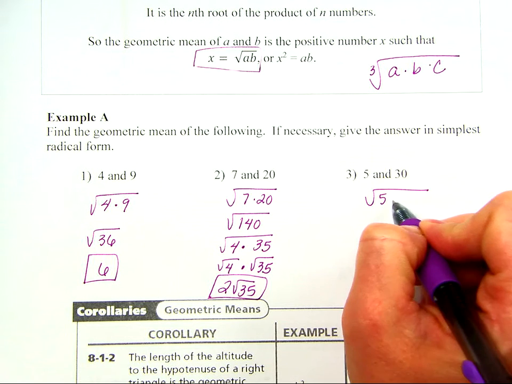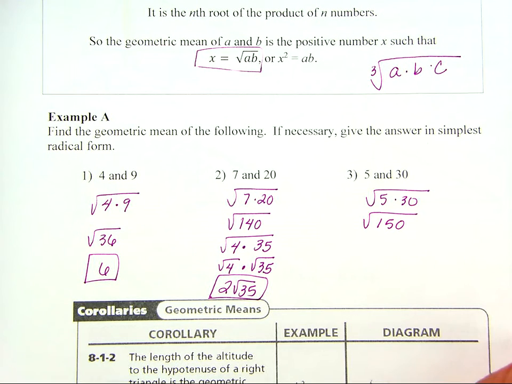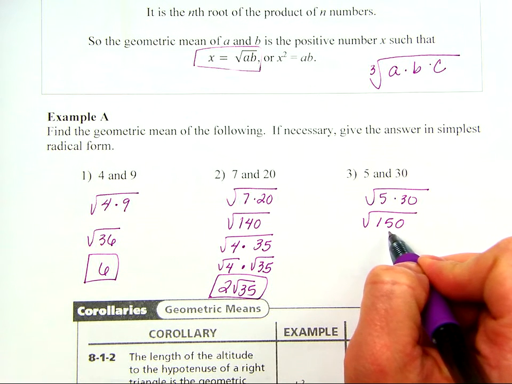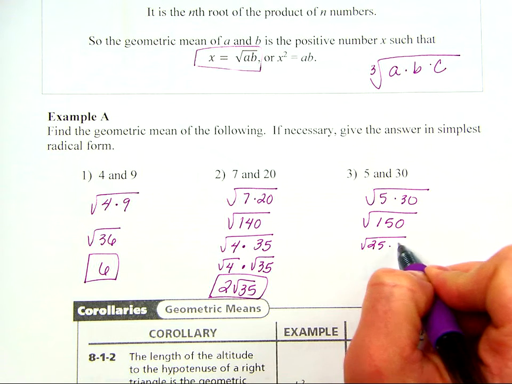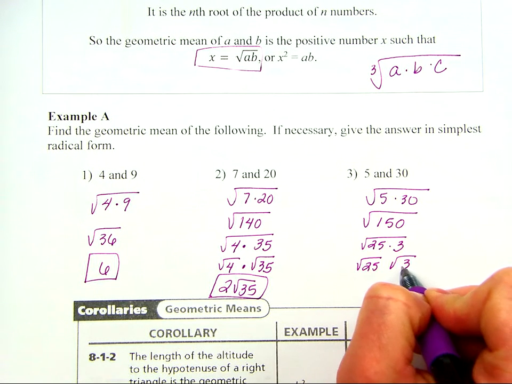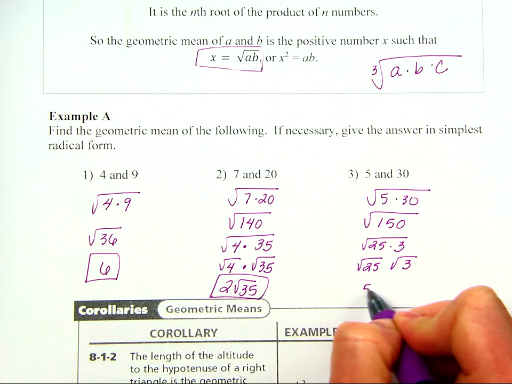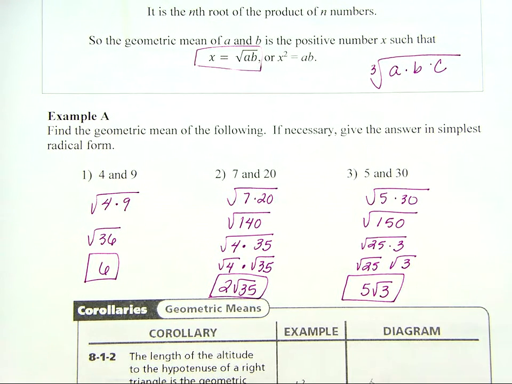For 5 and 30, well, 5 times 30 is 150. The square root of 150 is not a perfect square, but it can be broken down. We can break that down into 25 times 3. And the square root of 25 is 5. We're left with our root 3. Final answer of 5 root 3.